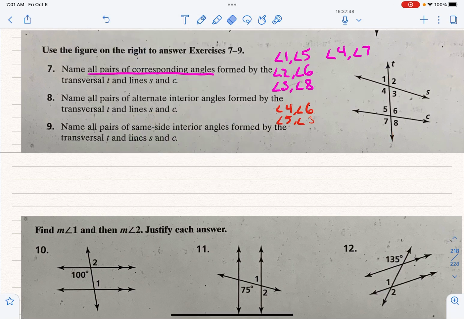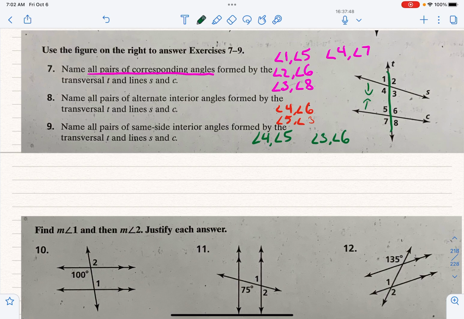It says, name the pairs of same side interior angles. Well, again, if we're doing the interior angles, they've got to be on the inside of these two, same side of the transversal. So that would just be angle 4 and angle 5, and then also angle 3 and angle 6. Okay, and so now we've gotten all those.